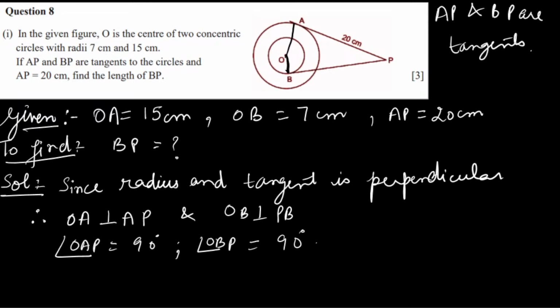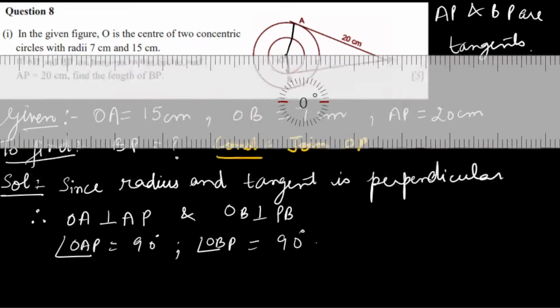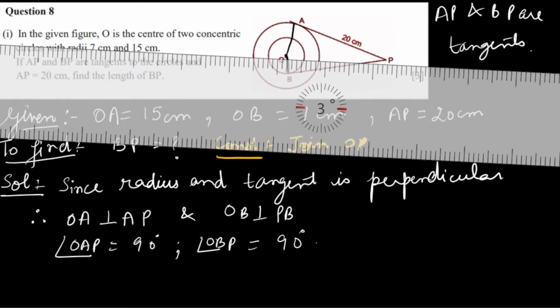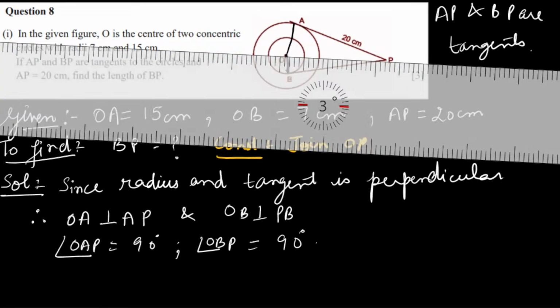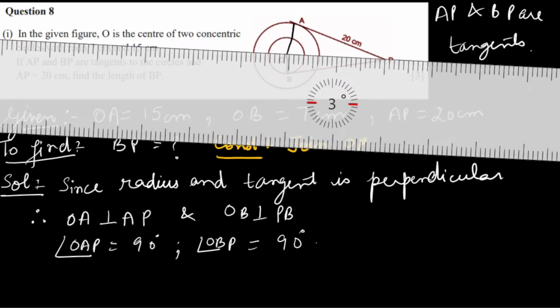So what we will do? We'll do one construction in this question. We'll join OP. What construction we will do? We'll join OP, the center of the circle with the point of intersection of two tangents. So OP we can join here. Why we are joining? To get a right angle triangle. Whenever we are doing any construction from our side, you can just mention one point construction, and whatever construction you have done you can write that. So we can join here OP.